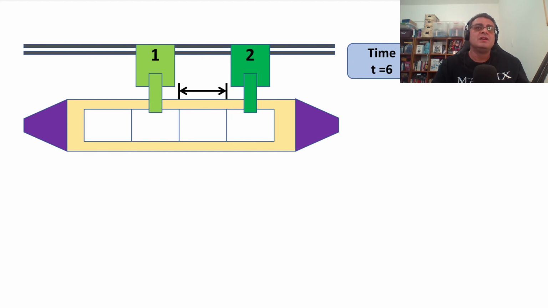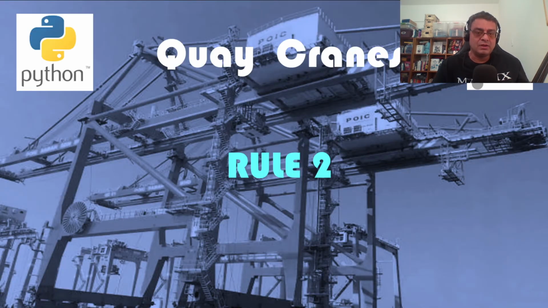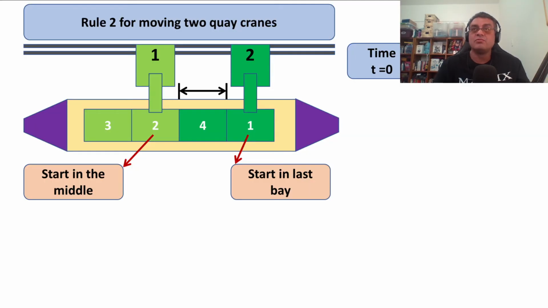In time 5, the second crane will finish this operation, and in time 6, crane 1 will finish its operation. Another way to think about this is the second rule that we're going to apply. The difference between rule 1 and rule 2 is that rule 2 allocates the quay cranes in different positions. So quay crane 1 will not be exactly in the middle, but one position before the middle, in the second bay, and the second quay crane will start in the last bay.